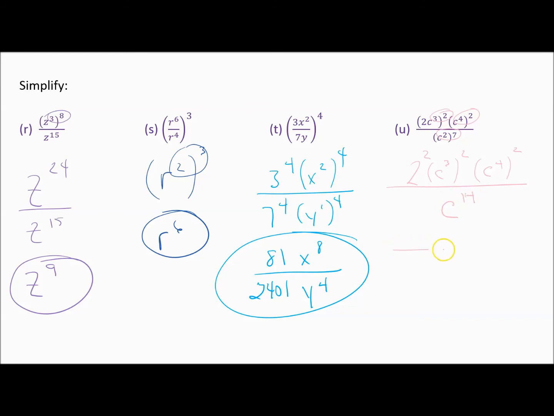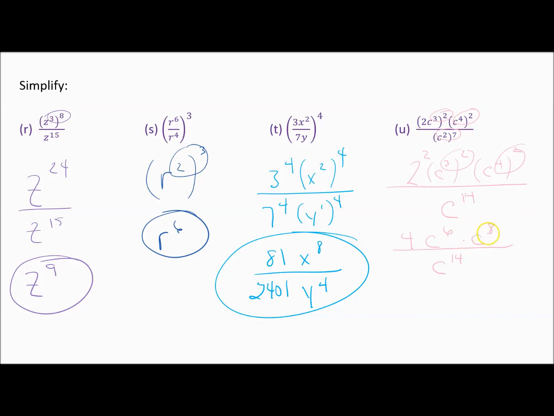We keep going. 2 squared we know is 4. C to the 3rd squared is c to the 6th. C to the 4th squared is c to the 8th, and then we still have a c to the 14th in the denominator. Now remember, we haven't done this in a few problems. C to the 6th times c to the 8th.